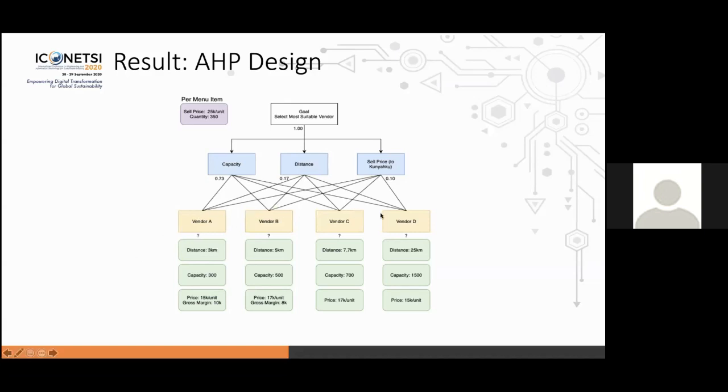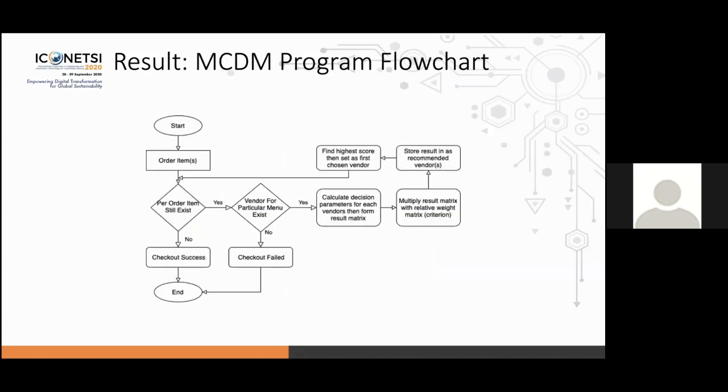And as you can see here, it will be judged based on the distance. We have the same menu accommodated by 4 vendors, and these will be calculated again using the AHP algorithm to determine which vendor suits the most to handle the order.